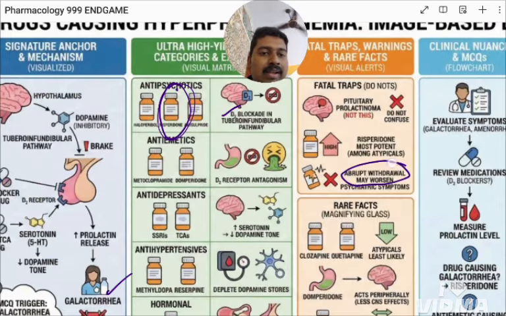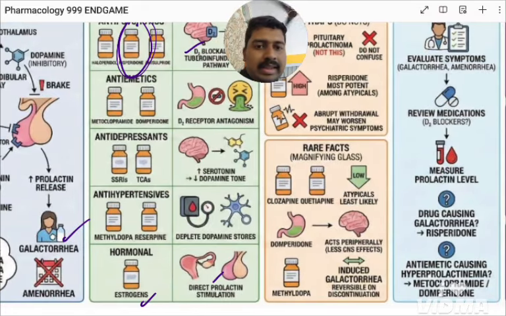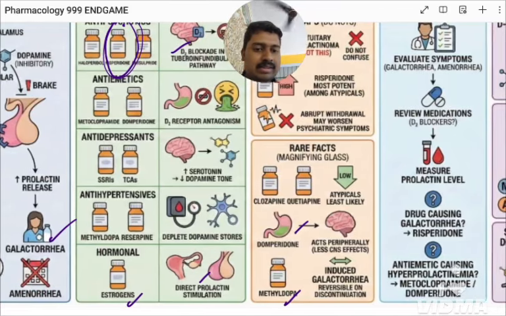Abrupt withdrawal may worsen psychiatric symptoms. Next, rare facts are clozapine and quetiapine. These two are atypical antipsychotics, but their chance of causing hyperprolactinemia is actually low. So we are mainly considering risperidone. Just remember risperidone, that is enough. Next, domperidone acts peripherally and has less CNS effects, so extrapyramidal symptoms are also less in case of domperidone. Next, methyldopa-induced galactorrhea is reversible on discontinuation. Once you discontinue methyldopa, the galactorrhea will stop on its own.